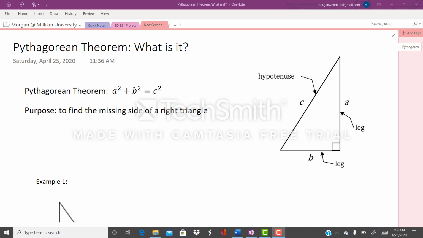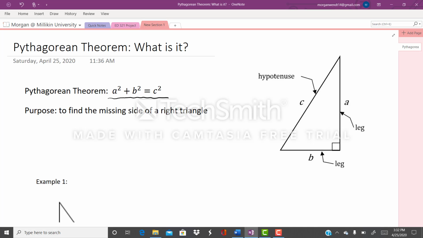Welcome everyone. In this video we are going to be exploring what the Pythagorean theorem is and how we can use it to help us solve different problems in math. So I want to draw your attention to the Pythagorean theorem right here. The Pythagorean theorem is a squared plus b squared is equal to c squared.